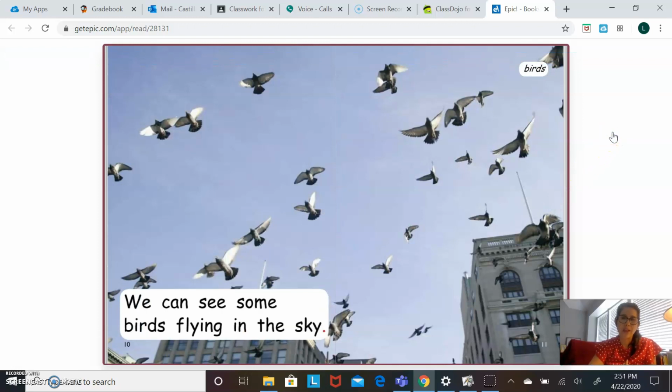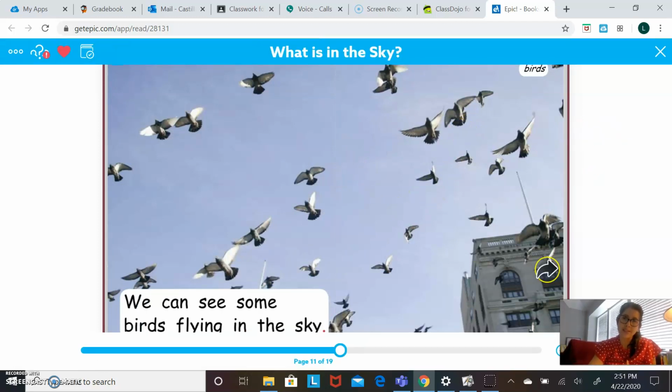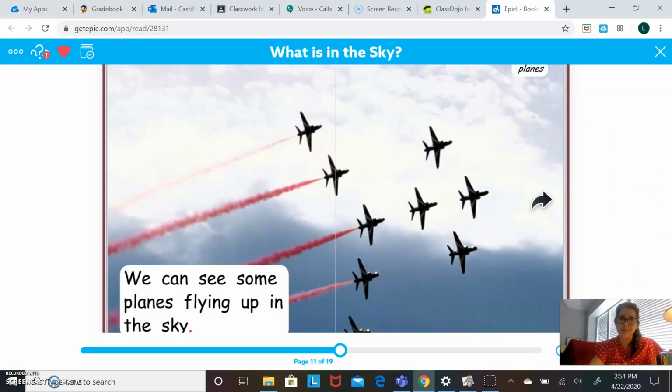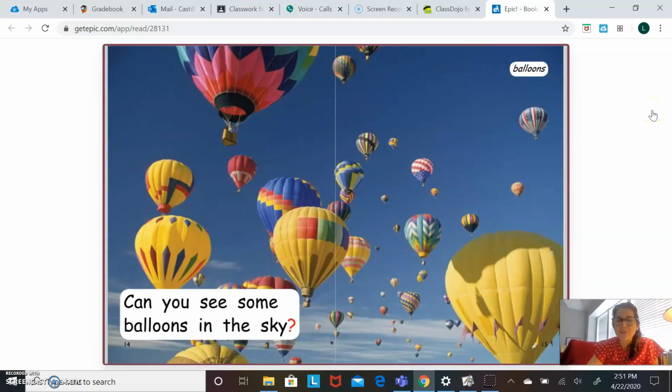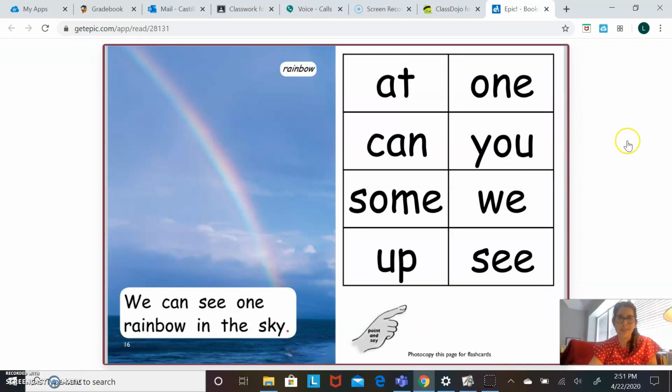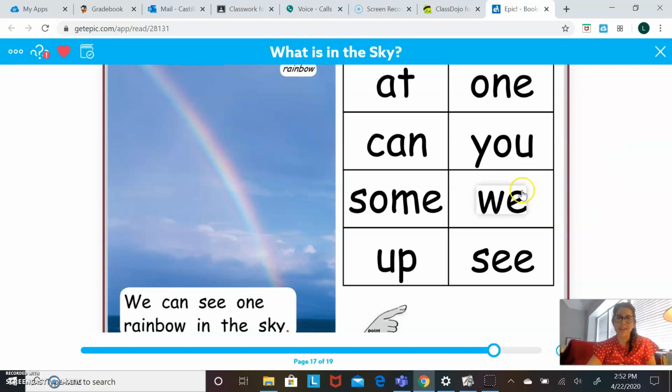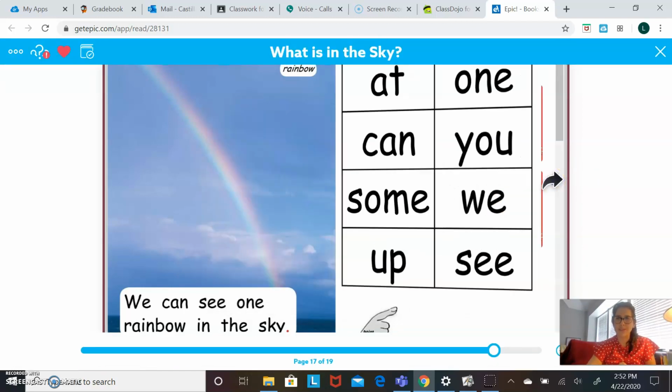We can see some birds flying in the sky, and we can tell this is the day sky. We can see some planes flying up in the sky. This looks like it's the day sky as well. Can you see some balloons in the sky? These are some really pretty hot air balloons. Look at all the colors and shapes on the balloons. Those are pretty awesome. We can see one rainbow in the sky. All right, guys. Oops, let's move on.